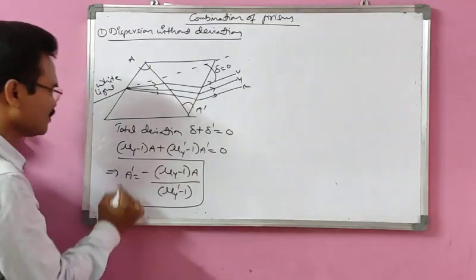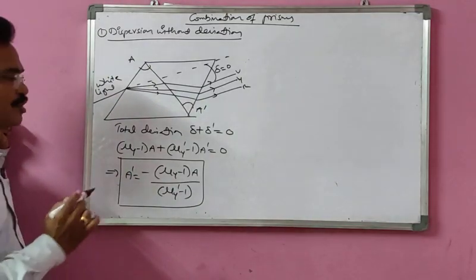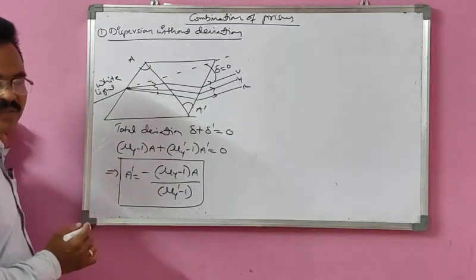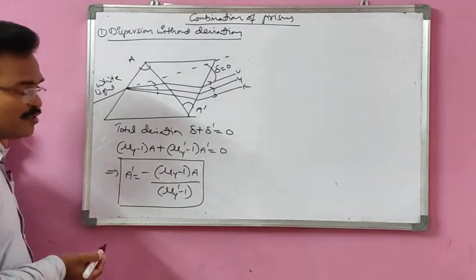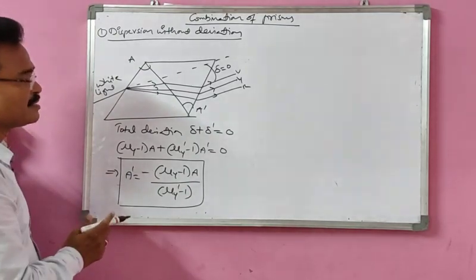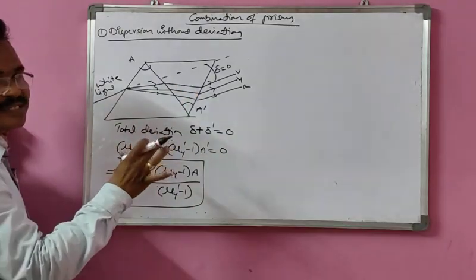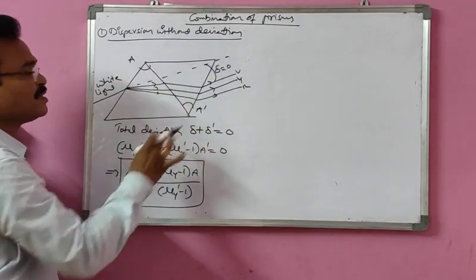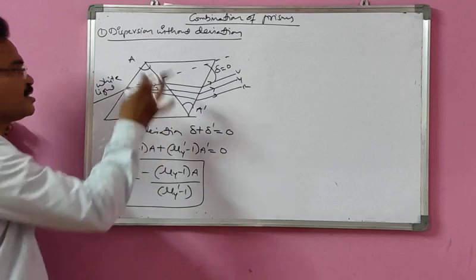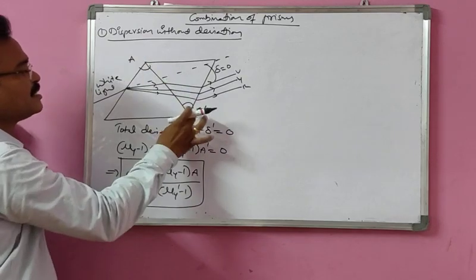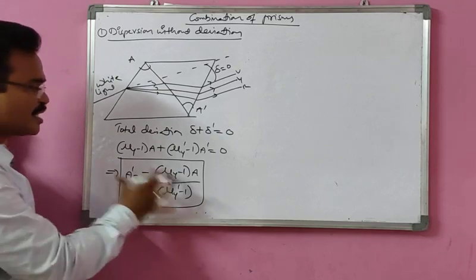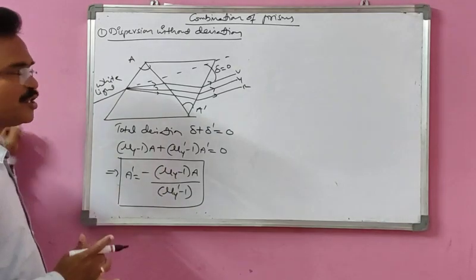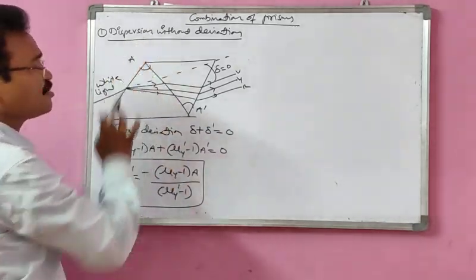So this is the condition for total deviation to be 0. If the deviation is to be 0, A dash must be equal to this value. The negative sign indicates that the two prisms must be placed so that their angles are opposite. You can see in the figure that A and A dash are opposite to each other. So this is the condition for deviation to be 0, but dispersion is not 0.